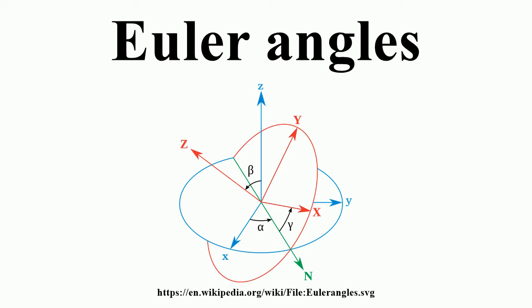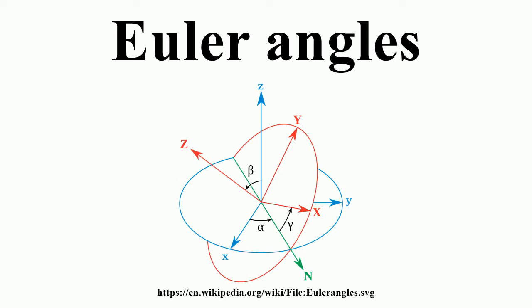This definition implies that alpha represents a rotation around the z-axis. Beta represents a rotation around the N-axis. Gamma represents a rotation around the Z-axis. If beta is zero, there is no rotation about N. As a consequence, Z coincides with z, alpha and gamma represent rotations about the same axis, and the final orientation can be obtained with a single rotation about z, by an angle equal to alpha plus gamma.